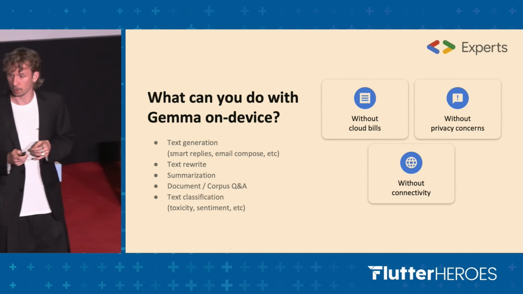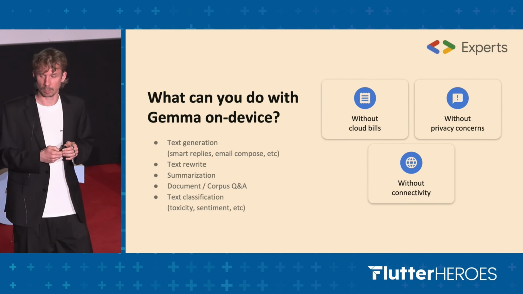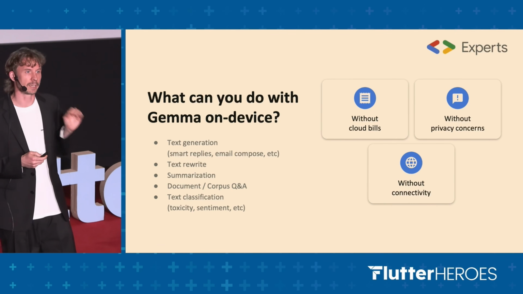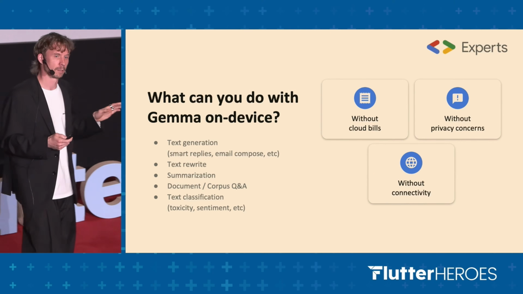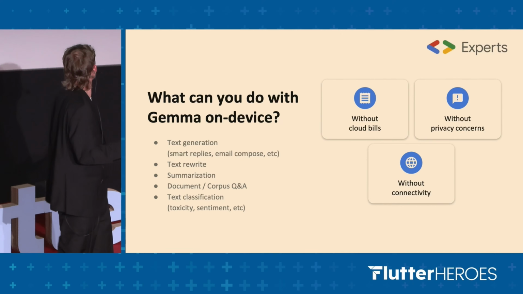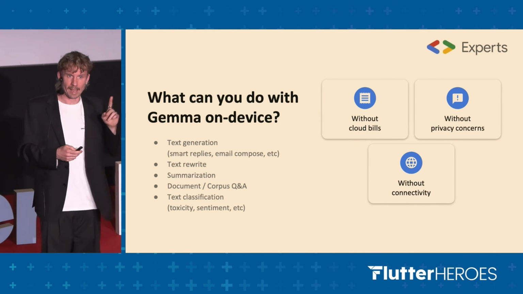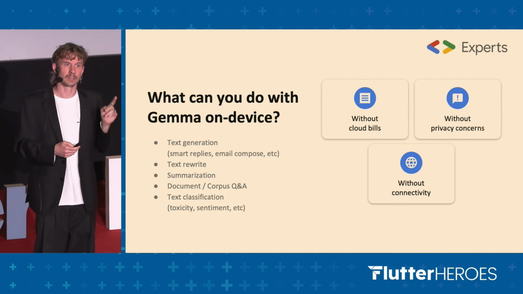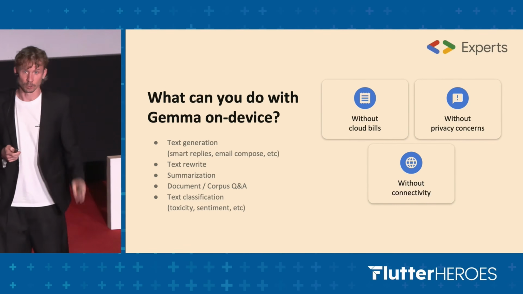So what can you do with Gemma? You can do a lot with Gemma. Gemma 1 and Gemma 2 were text-to-text models. You can operate only on text. But you can do tons of things: generate text, write text, summarize text. And Gemma 3 is multimodal. You can analyze images as well on device.